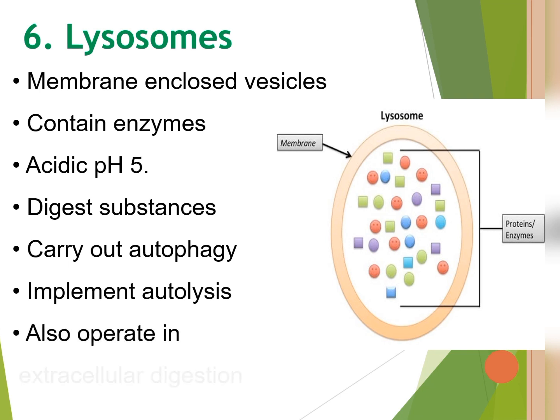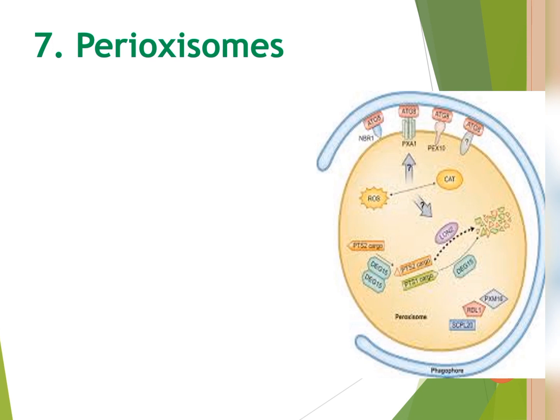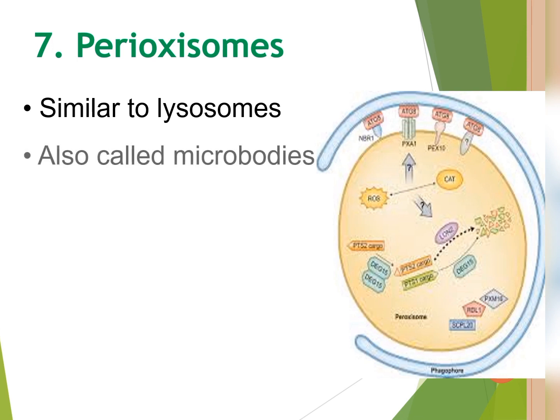Most lysosomal enzymes act within cells. However, some also operate in extracellular digestion. Another group of organelles are peroxisomes. They are similar in structure to lysosomes, but they are smaller than lysosomes. Peroxisomes are also called microbodies. They contain several oxidases, which are enzymes that can oxidize, that is, remove hydrogen atoms from various organic substances. For instance, amino acids and fatty acids are oxidized in peroxisomes as part of normal metabolism. In addition to this, enzymes in peroxisomes oxidize toxic substances such as alcohol.